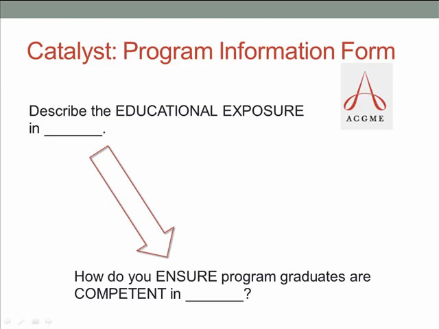So the catalyst for me to change my assessment program was really not very glamorous at all. The program information form, which is that verbal description you give of your residency training program for ACGME when they come in for an external site visit, or for UPMC when they come in for an internal site visit, the question changed. It changed from describe the educational exposure in about 20 areas to how do you ensure program graduates are competent in about 10 of those areas.